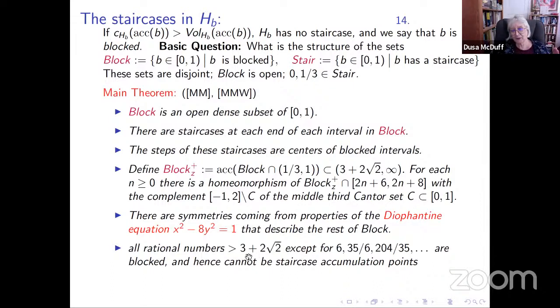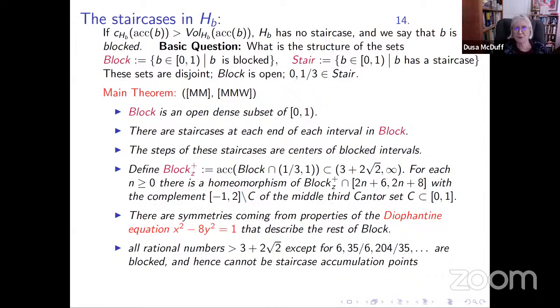But these are rational z values. And I suppose the more interesting question is what happens with rational b values, which we don't know. But actually, we have a proof, a rather complicated proof, that at 6, there is no staircase. But that proof is so complicated that none of us quite understand how to extend it to all the other ones. So we haven't figured that out yet. Anyway, that's the picture of what we've proven.